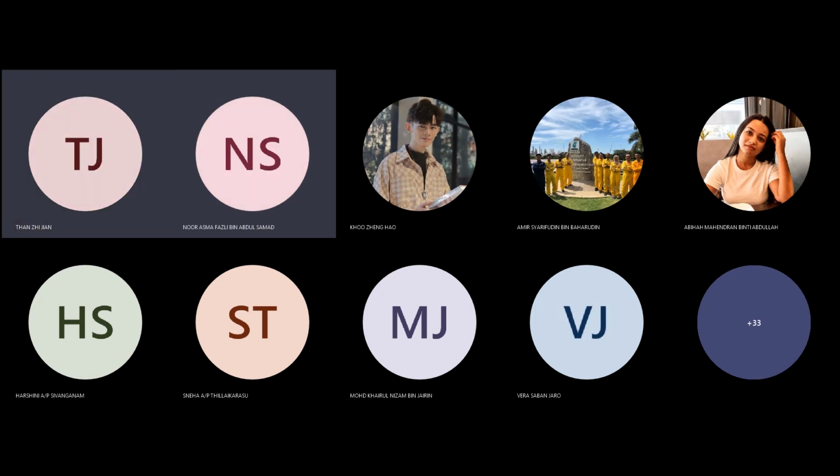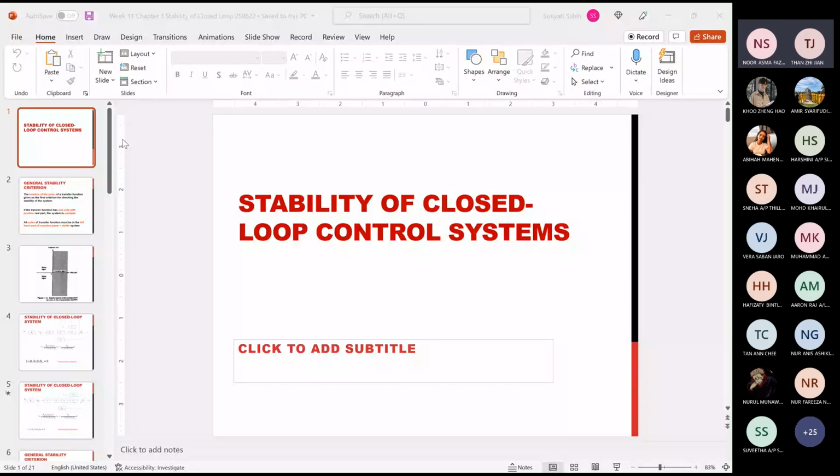So this is the topic for today, which is the stability of closed loop control system. For this part, we want to observe how your process responds. Sometimes you may get zero offset, but maybe it will provide an unstable system. So before we go for it, we take a look at what is meant by stability of closed loop control system.